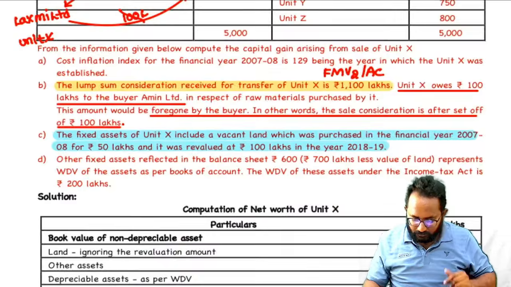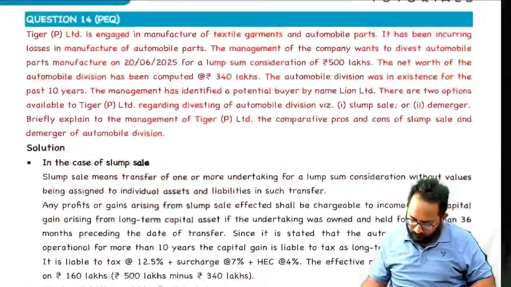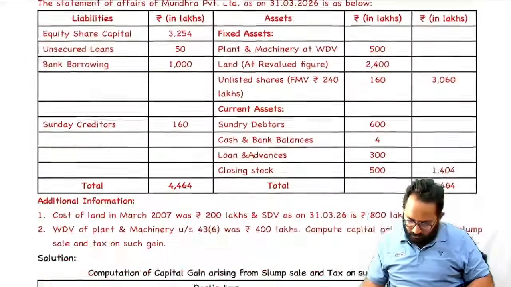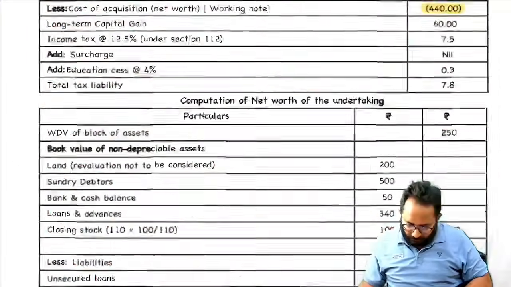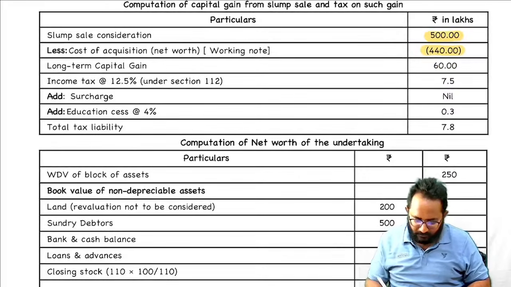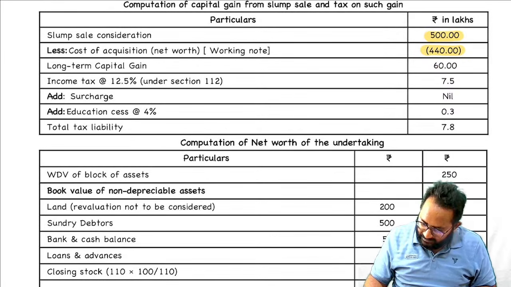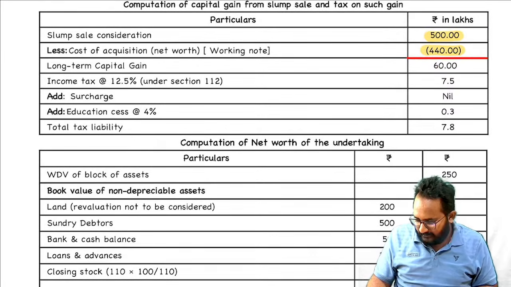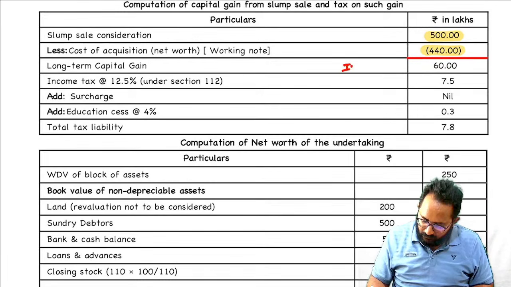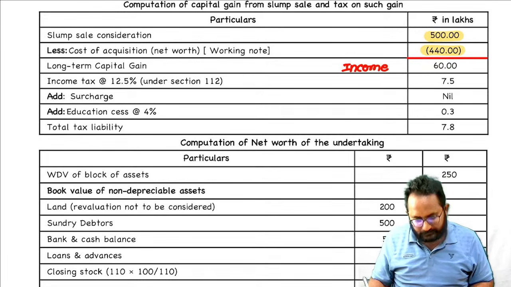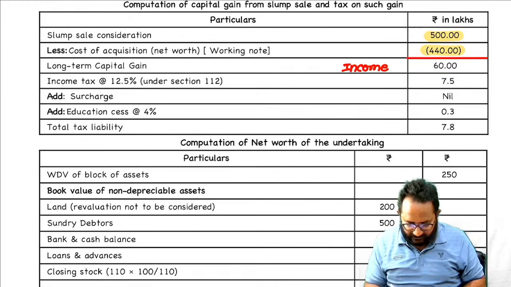Yes, I will tell you that adjustment also. Listen, okay, here I will give you a tax computation question also. Tell me, here, what is the capital gain? 60 lakh. Sir, capital gain means it is the only income. Our income is 60 lakh.